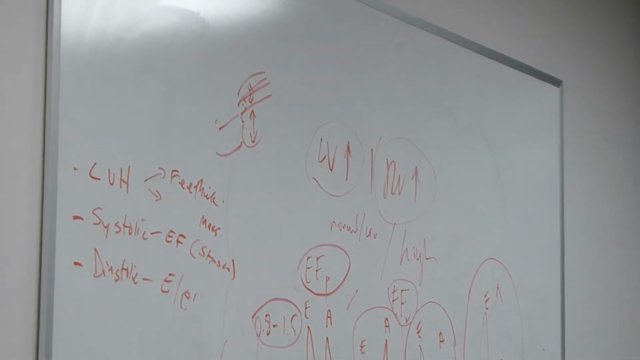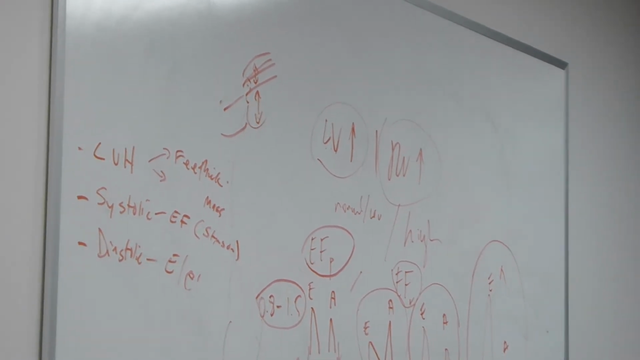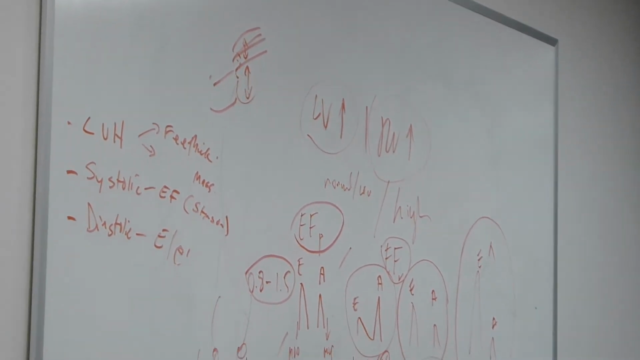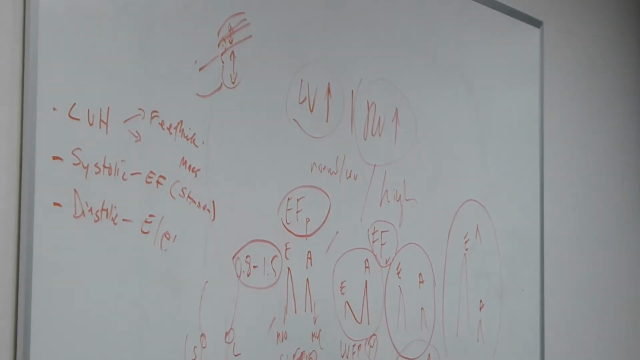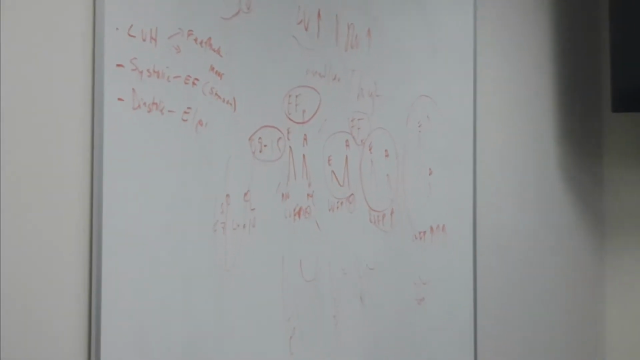If the LA is significantly bigger than the aortic root, you know that the LA is enlarged. So it's kind of a trick that can help you to see if LA is big or not. Another thing is the TR velocity, right?